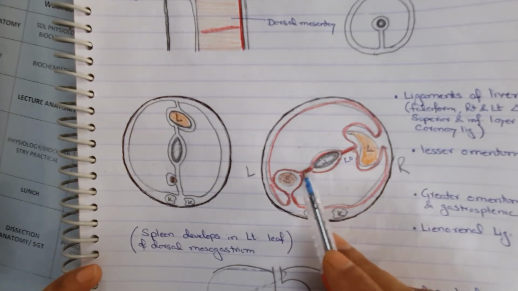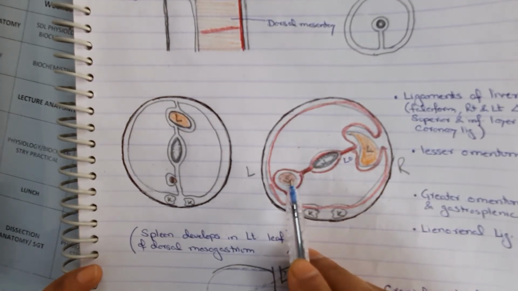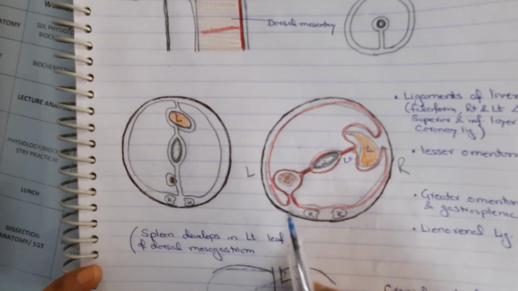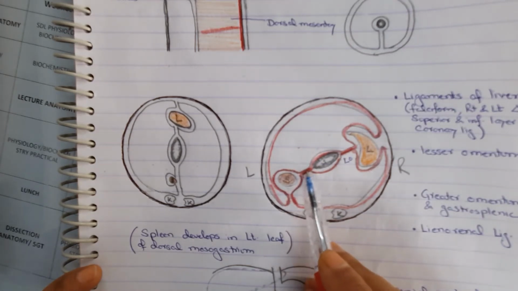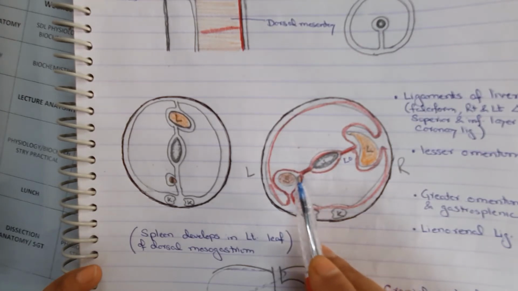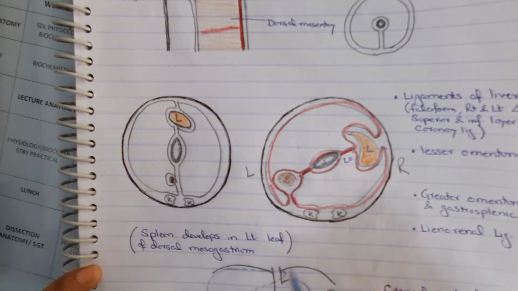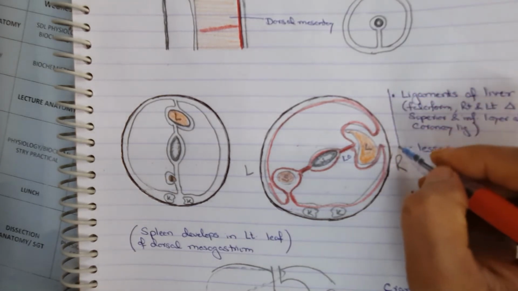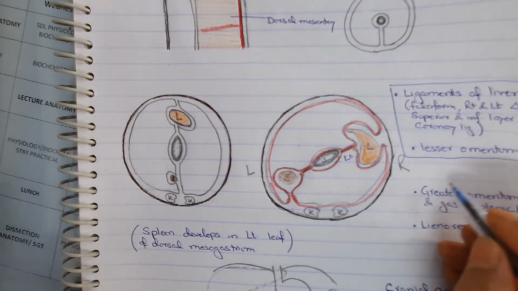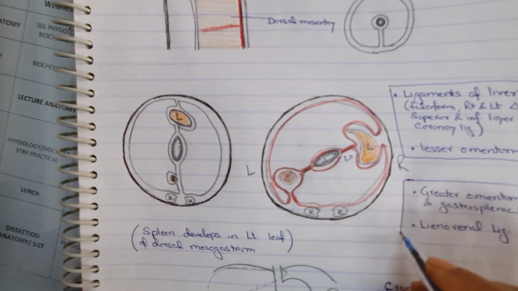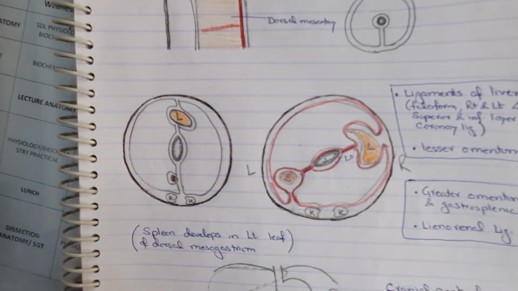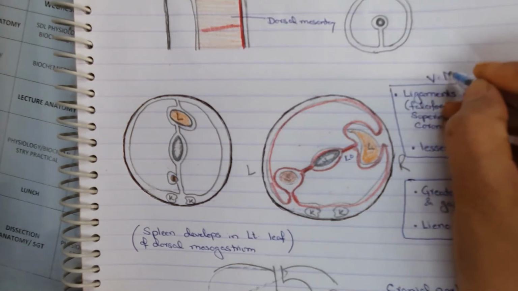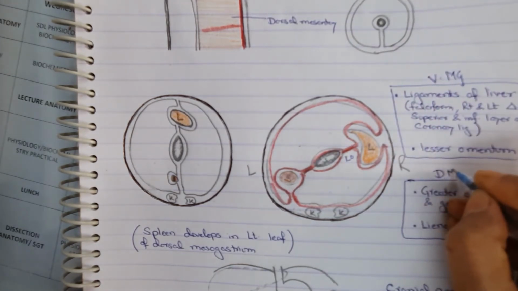And what does the dorsal mesogastrium form? From the stomach to the spleen, the gastrosplenic ligament. Then beside the gastrosplenic ligament, it forms the greater omentum. The gastrosplenic ligament, I will be telling you how it is formed. It forms at the cranial end basically. Then we have the lieno-renal ligament. This is also formed in the dorsal mesogastrium. So this is what is formed by the ventral mesogastrium. And the greater omentum, gastrosplenic ligament and lieno-renal ligament are formed by the dorsal mesogastrium.